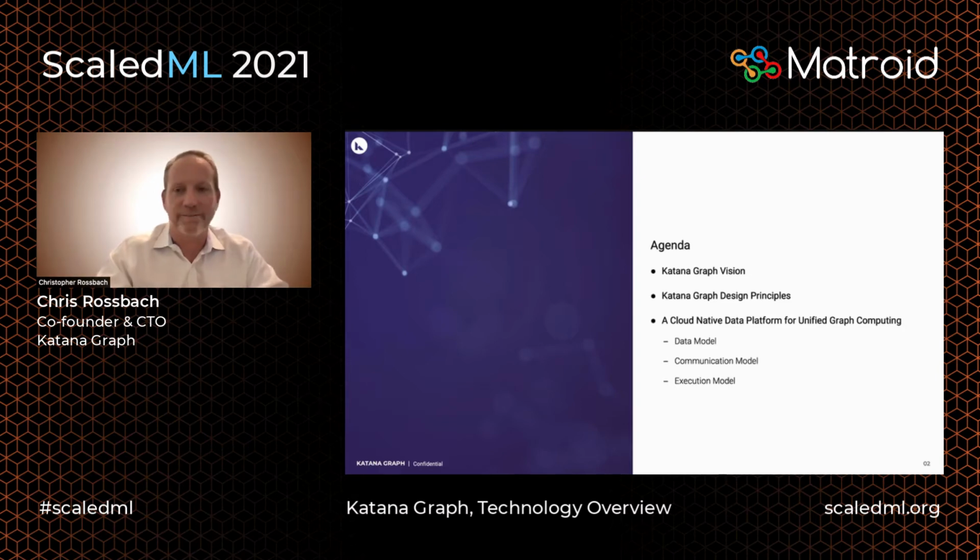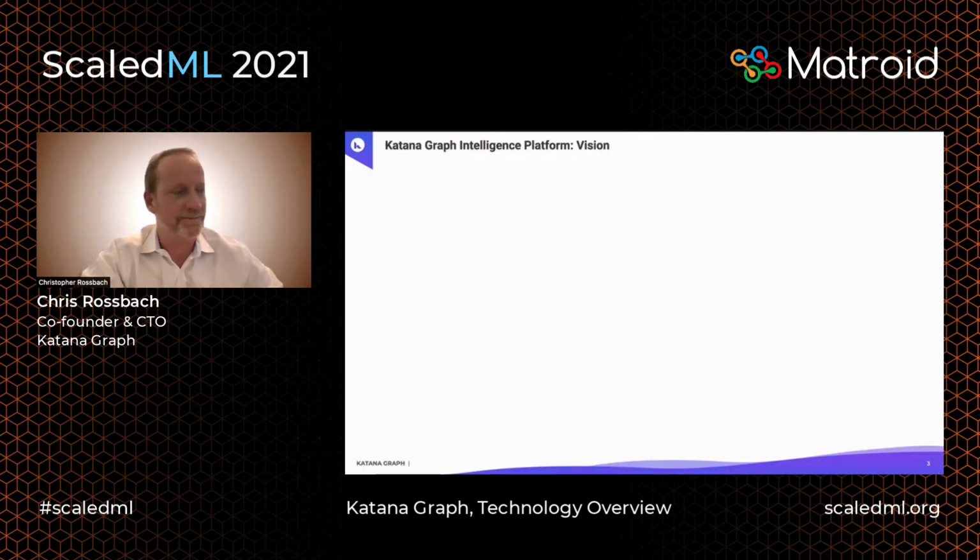So with that agenda in mind, let me press on and give you a sense of what we're trying to accomplish. What is the high-level vision? At Katana, with our graph intelligence platform, what we're really trying to do is enable programmers to have a single machine programming in the small abstraction over very, very large unstructured graph data.